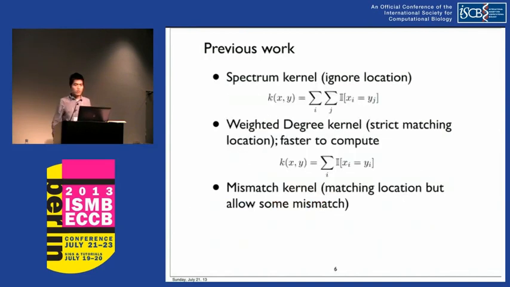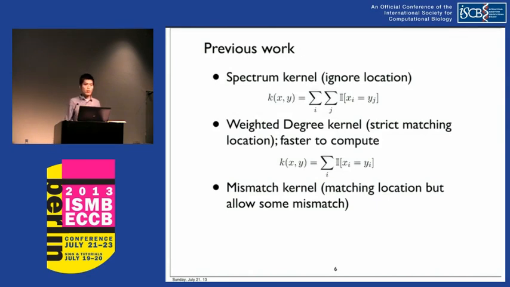Here is a list of common string kernels. The spectral kernel counts the number of matching substrings between two sequences, regardless of their locations. In contrast, the weighted degree kernel counts the number of matching subsequences at exactly the same location, which facilitates faster computation but makes it more sensitive to perturbation and noise. As a balance, the mismatch kernel allows some mismatches, but also matches the same locations.